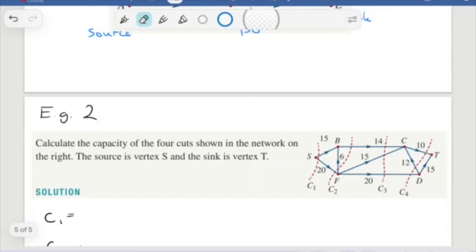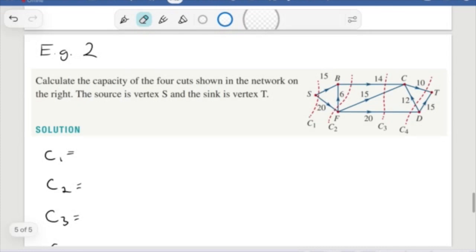So the only weighted edges that we basically count once we've made our cuts are the ones going from the direction of source to sink. In this particular question, it tells us that the source is vertex S, so this one over here, and the sink is vertex T. So this one over here.